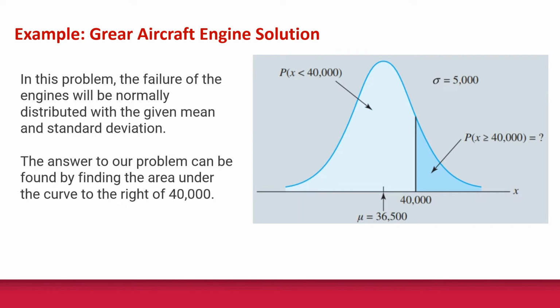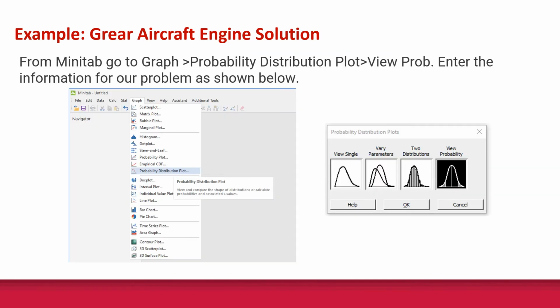So let's use Minitab to calculate this since it's so handy. From Minitab, go to Graph, Probability Distribution Plot, View Probability. Here you have to be careful because there's one called Probability Plot, but you actually want the one called Probability Distribution Plot. When you click on this, it will pull up this little side shot here. We want to select View Probability because that's what we're interested in. We're actually going to calculate things, so we need this View Probability option. So click on this and click OK.